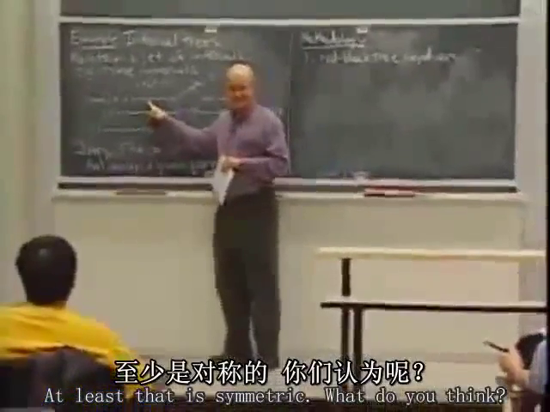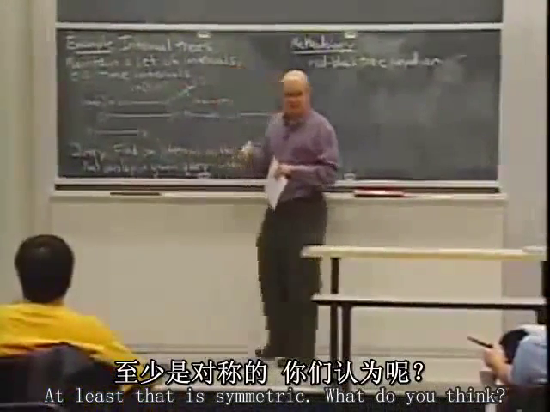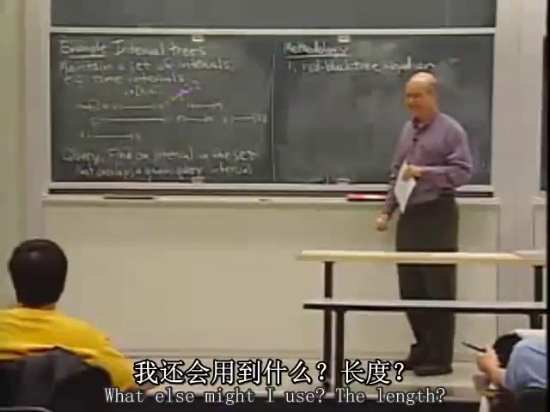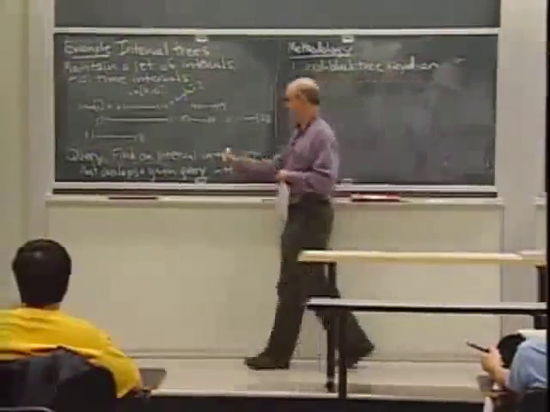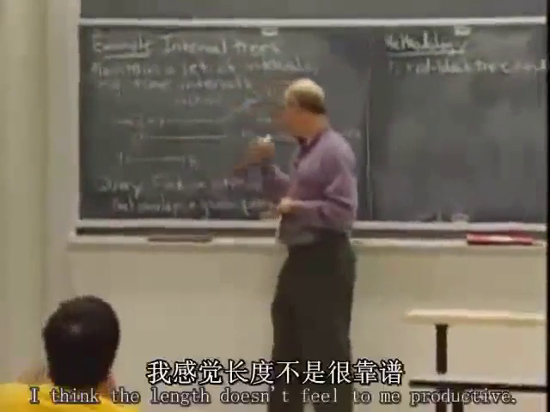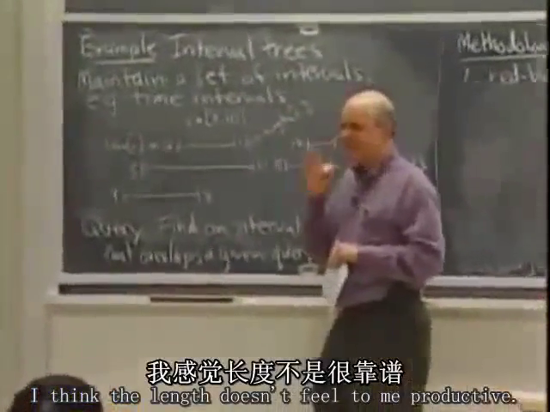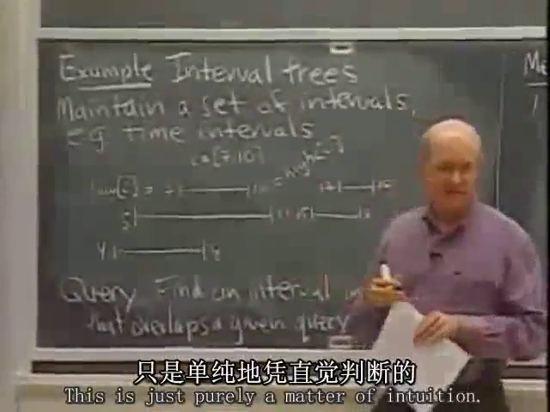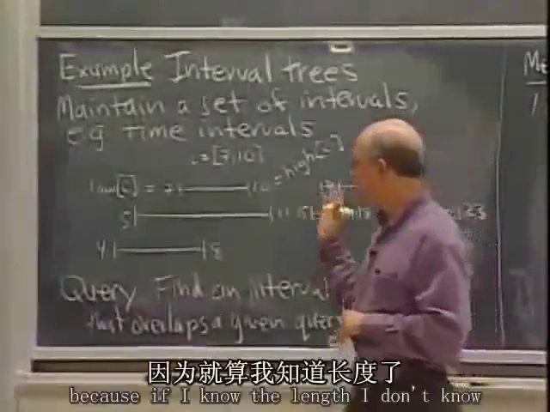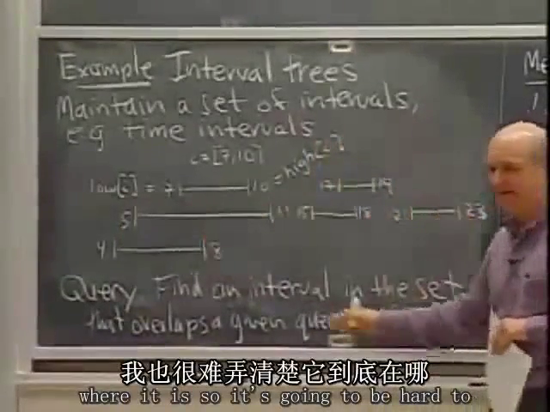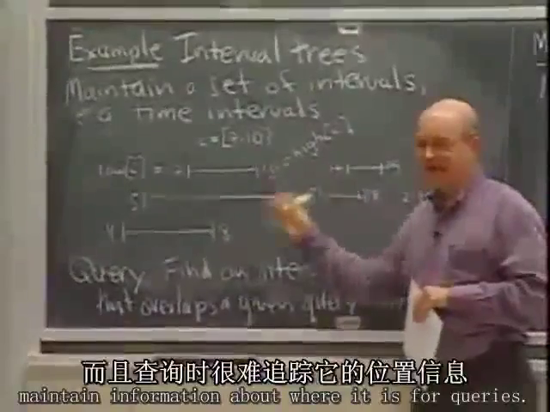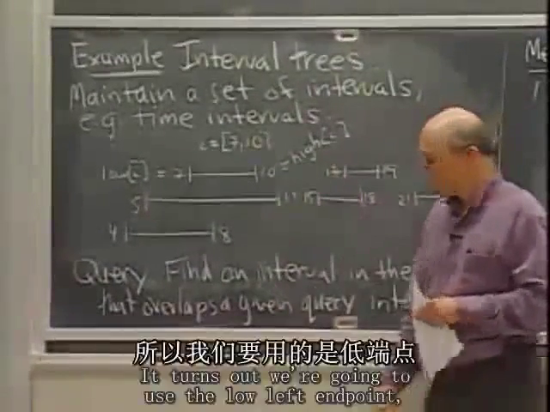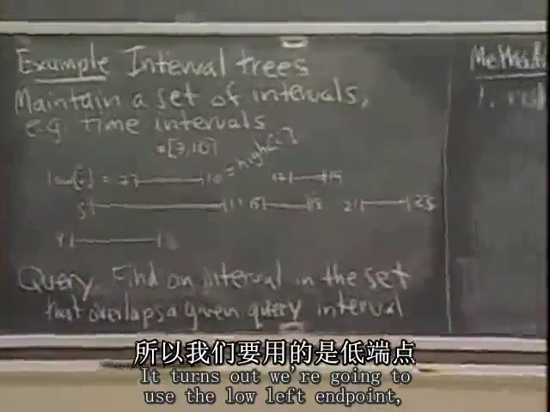Okay. So what do you think? What else might I use? The length? Yeah, the length. I think the length doesn't feel as productive to me. This is just purely a matter of intuition. It doesn't feel as productive because if I know the length, I don't know where it is. So that's going to be hard to maintain information about where it is for queries. So it turns out we're going to use the low left endpoint.